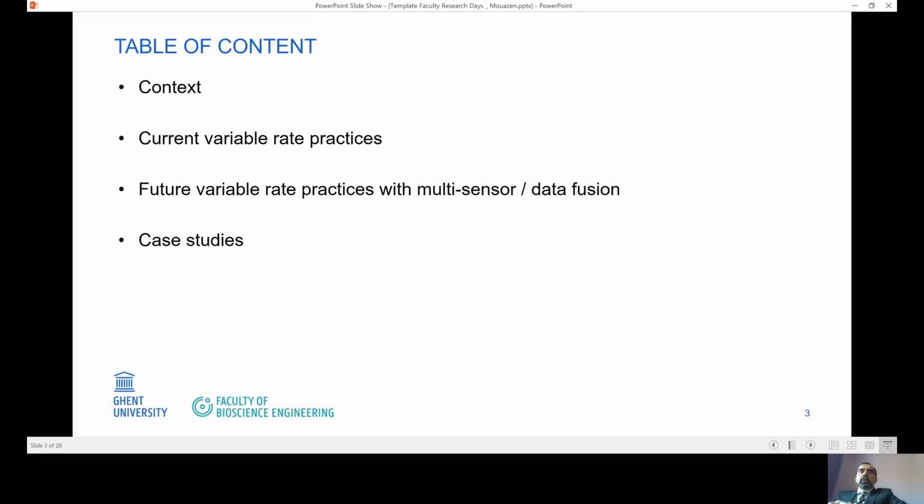The content of my presentation consists of presenting the context of this presentation. Then I will talk about current variable rate practices and what is the future possibility for variable rate practices using multi-sensor and data fusion approach. And then we'll discuss some case studies on the use of variable rate technologies for seeding, fertilization, and manure applications.